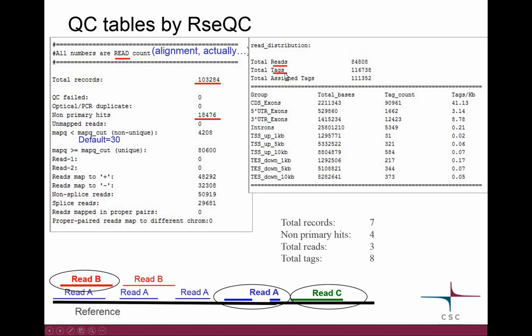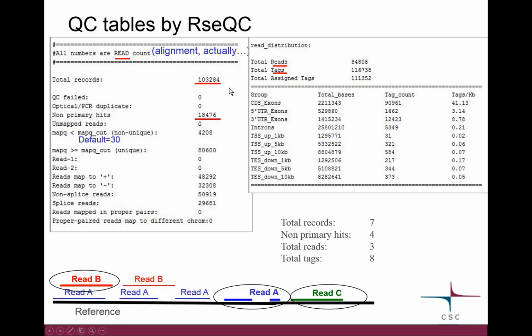Tags now mean the part of the reads. So here would be a junction. That's why we have 8 tags, because we have 1, 2, 3, 4, 5, 6, 7, and 8. So this counts as 2 tags. Okay, I hope this is not too confusing.